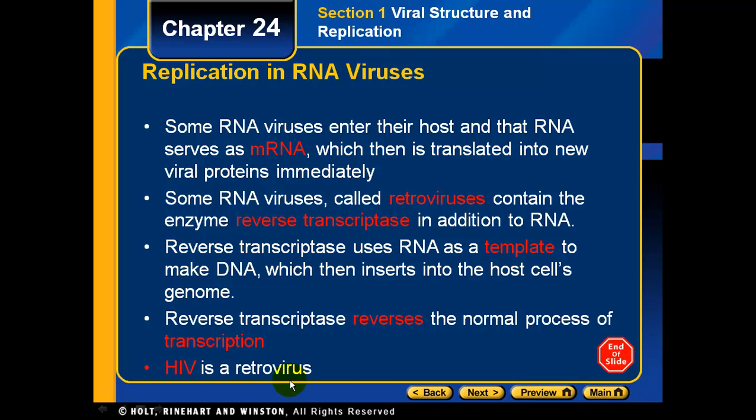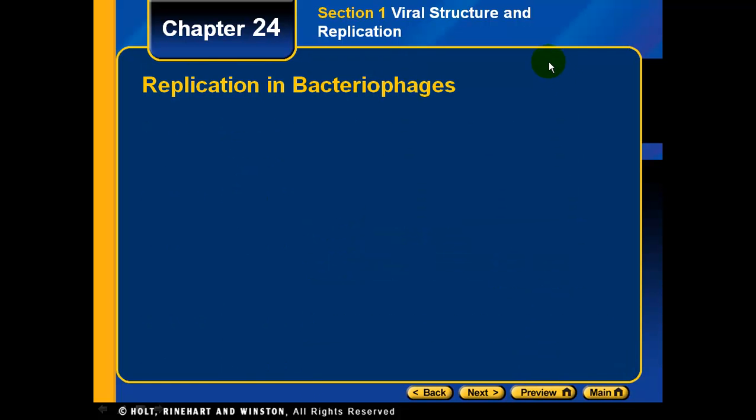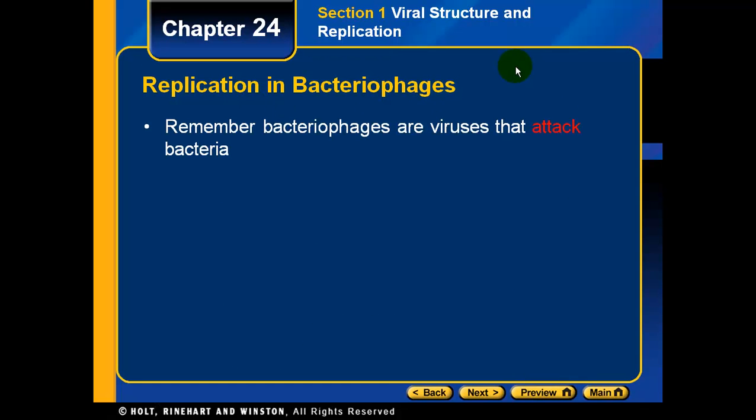HIV, for example, is a retrovirus, and because it can take RNA and make DNA from it, that's what makes it such a serious virus. Okay, how does a bacteriophage replicate? This is what we're going to learn.